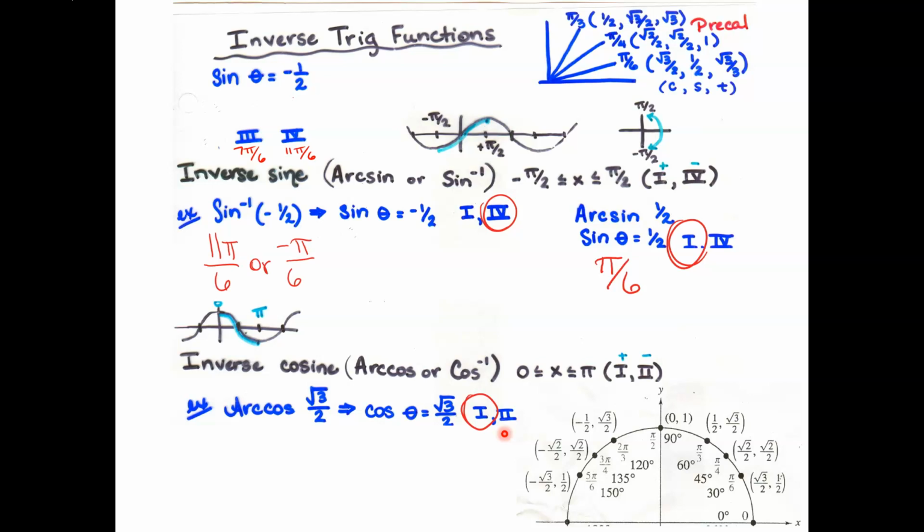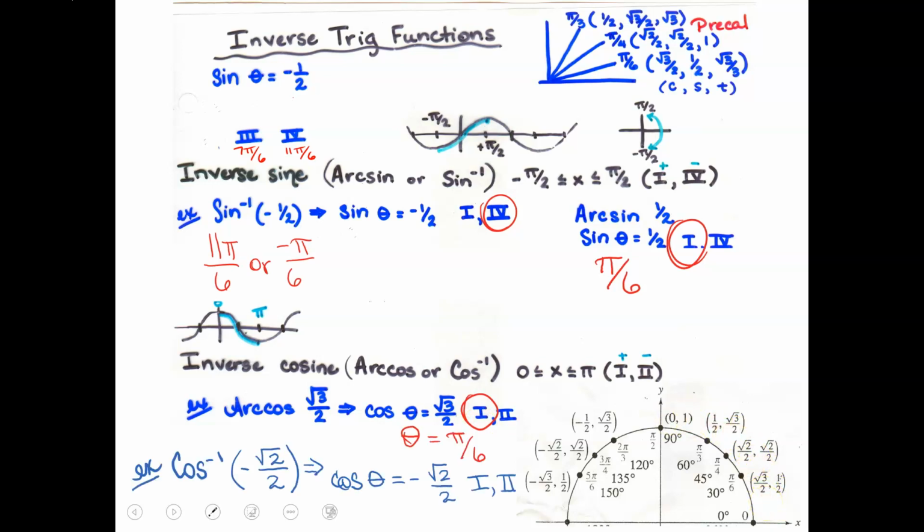So since this was positive, I know that I'm going to be in the first quadrant, and so I'm going to look over here in the first quadrant and see where is my x value square root of 3 over 2, and that's going to be right here at pi over 6. All right, let's try another one of those.